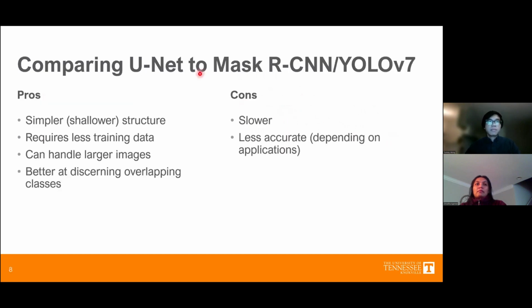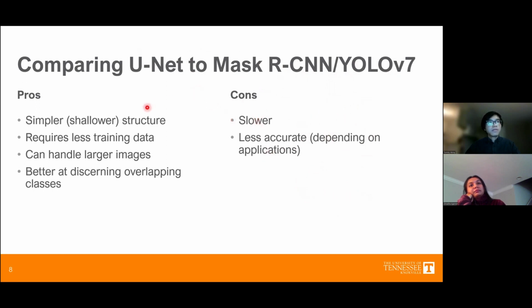So comparing UNets to other available segmentation networks, including Mask R-CNN and YOLO version 7, which also includes instance segmentation functions. So this is really a comparison between semantic segmentation and instance segmentation, where for semantic segmentation, the image is being segmented to give a class label to each individual pixel.